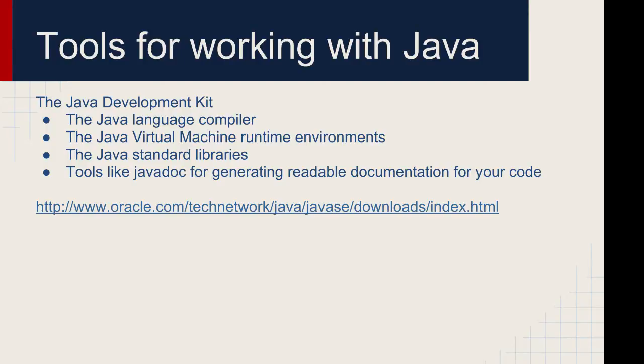The first tool that you'll need for advanced Java programming is the Java Development Kit. This is a suite of tools that includes the Java language compiler, the tool that parses Java source code and turns it into bytecode, the Java virtual machine, which provides the runtime environment for working with bytecode, the standard Java libraries, which we'll learn a lot more about later in the course, and tools like JavaDoc for generating readable documentation for your code. The Java Development Kit can be downloaded from this URL on Oracle's website.